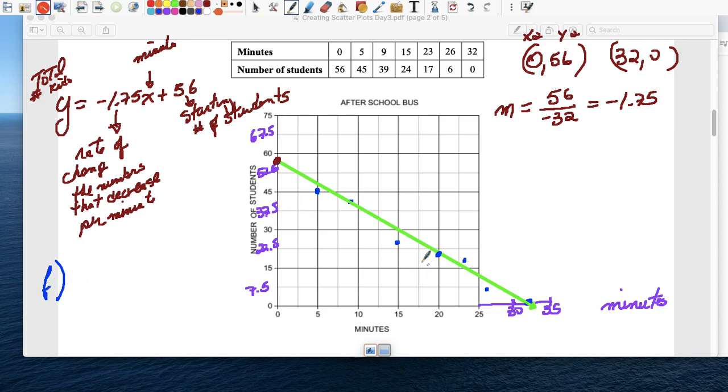After 20 minutes, we had, what does it look like? After 20 minutes, it looks like 15, like about 18. So after 20 minutes, there were 18 students left. There were 18 students. Okay. Yeah, and that's it.